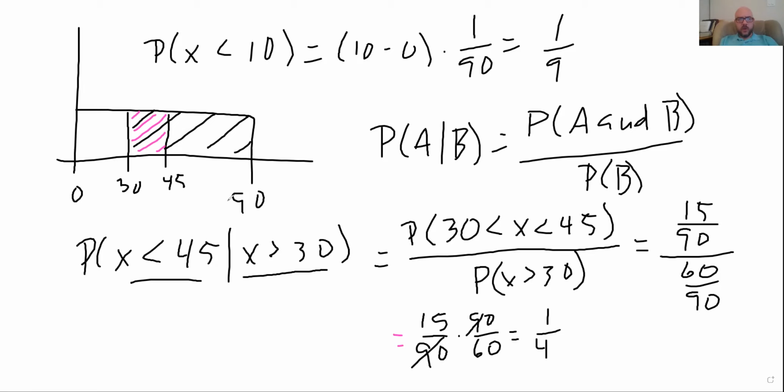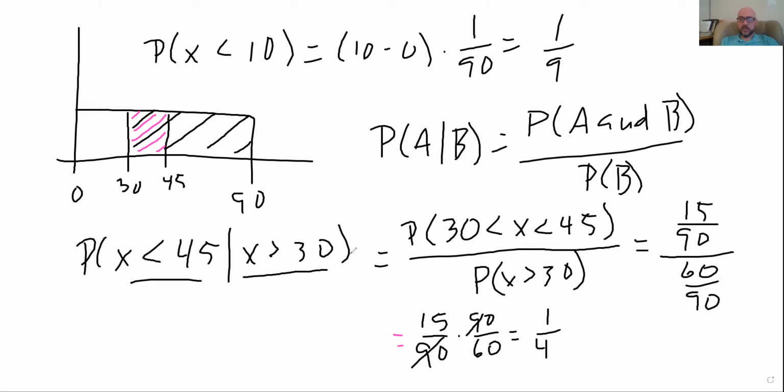So if you know that the light has been red for 30 seconds when somebody arrives, then what's the probability that they wait less than 45 seconds within that? It's 1/4, because 1/4 of this black area is also pink. So there's conditional probability for you. It's done the same way, right?